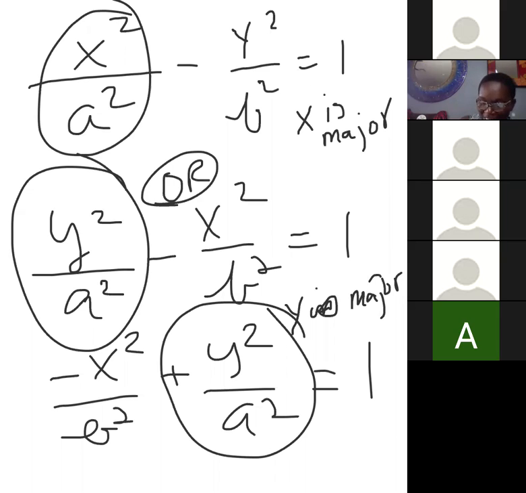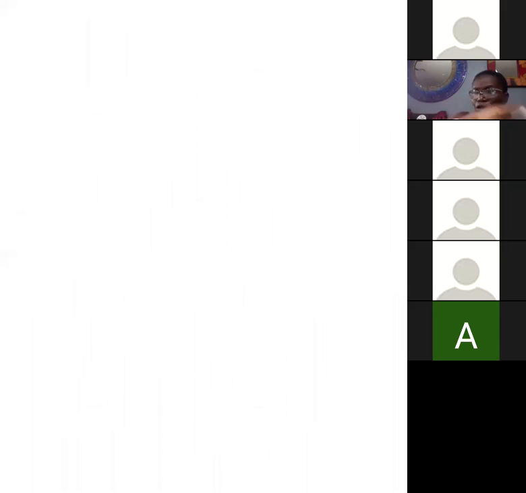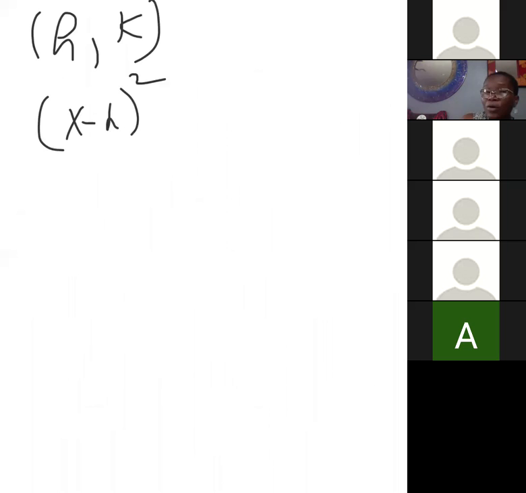Okay, guys. So now, those equations here represented the ones with 0, 0 at the center. If it's got h comma k as the center, the only thing that's going to change is the fact that you're adjusting or transforming the x value, transforming the y value.